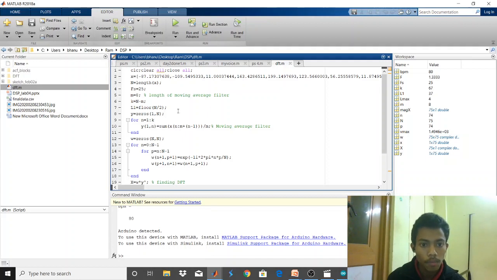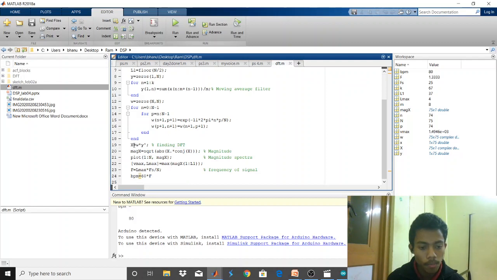This is the same DFT algorithm in MATLAB. Here this is my signal, and this is the length of the signal. First I find the moving average, then I find capital X by using e power j terms. This is the W matrix, and then I multiply the W matrix with my y so that I get capital X, the frequency.